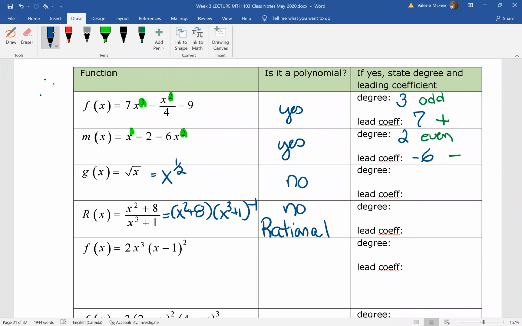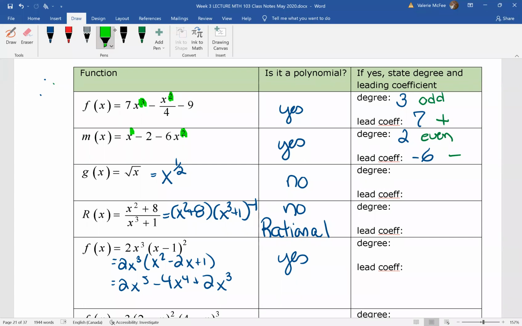What about the next question? Is it a polynomial? The first thing you'd want to do is write it in standard form. Why don't you do so? Yes, all of the powers on x are positive integers. This is a polynomial function. Did you find the degree and the leading coefficient? The degree is odd, the leading coefficient is positive.